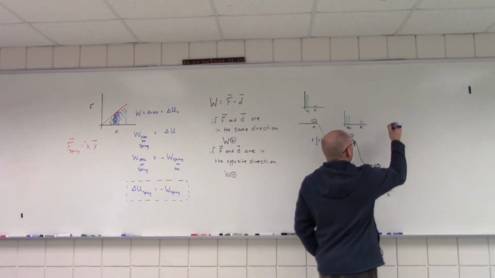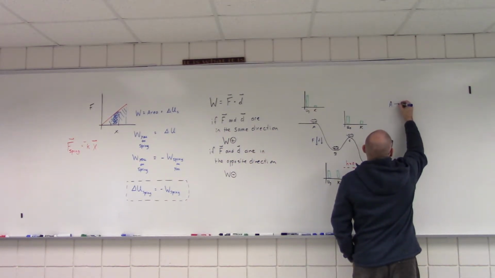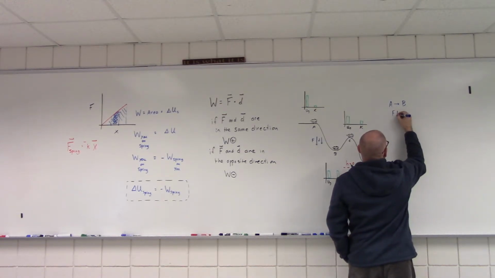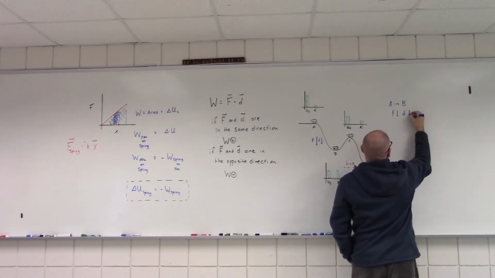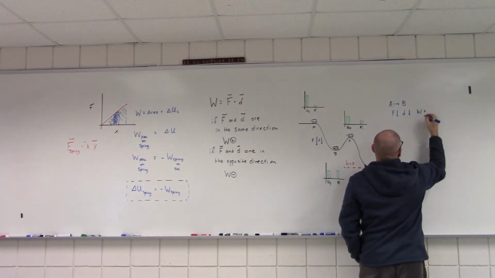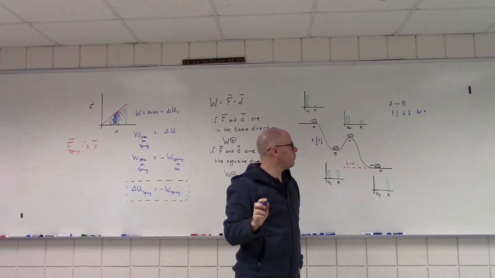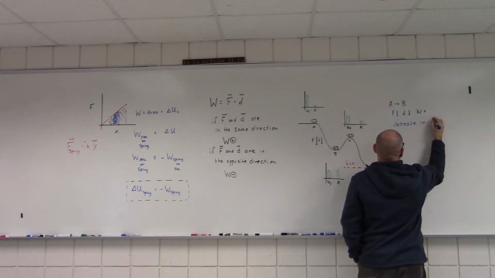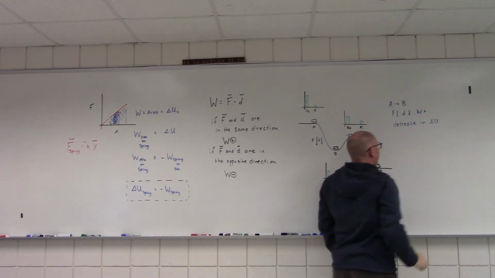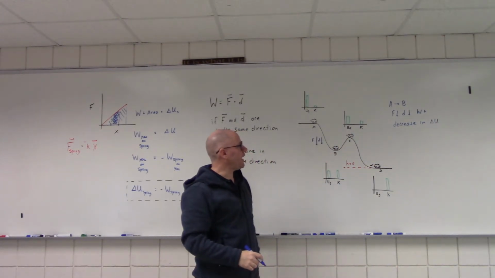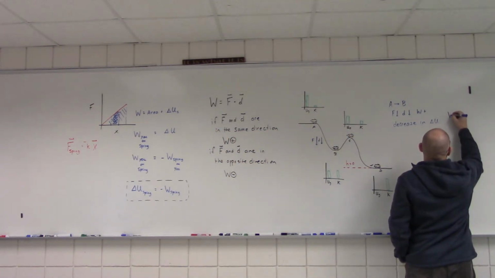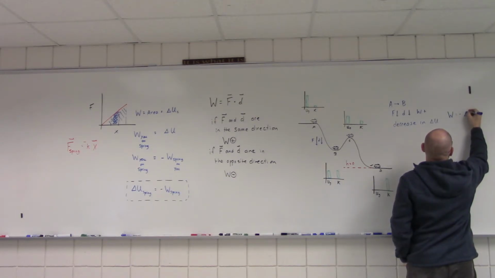So from A to B, the force is down, the distance is down, the work is positive, but we have a decrease in potential energy, and that is consistent with this idea that the work is equal to the negative change.